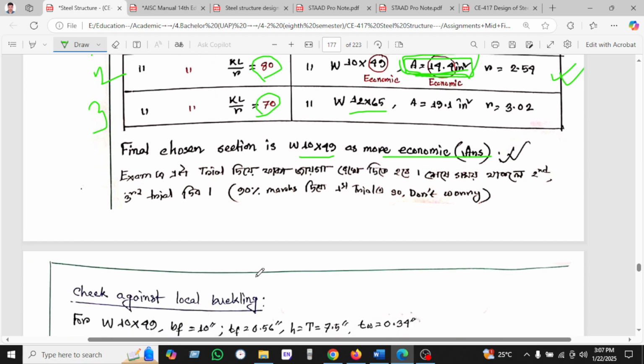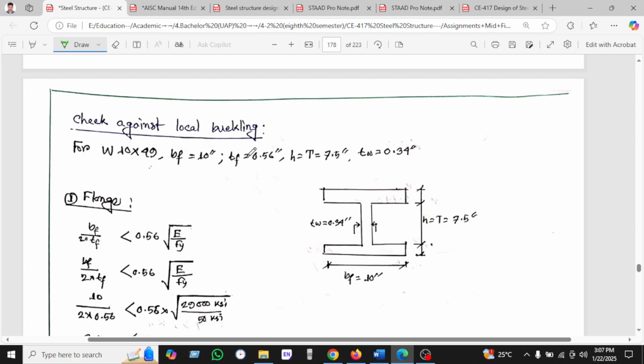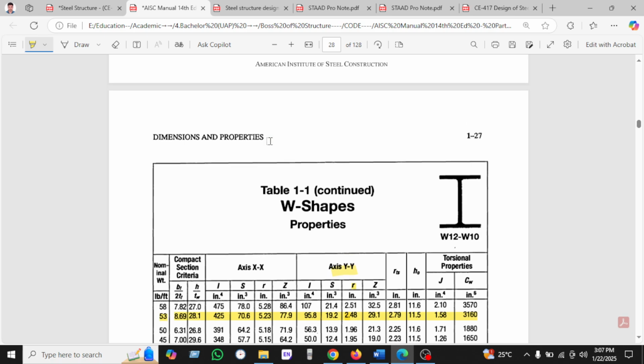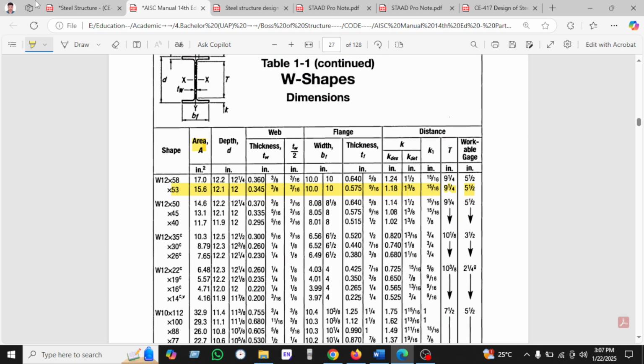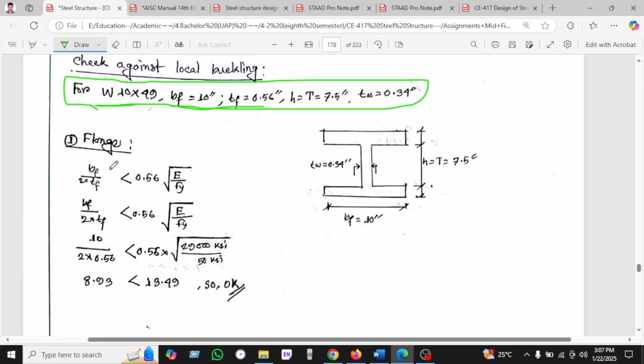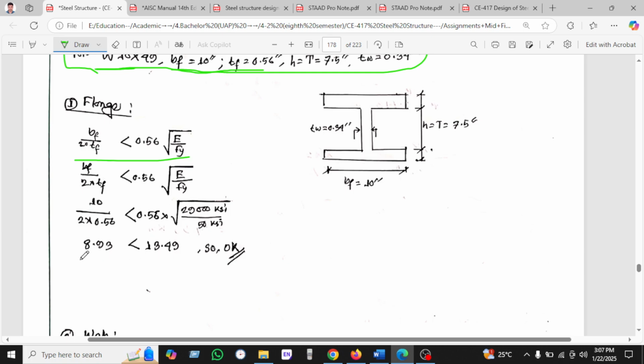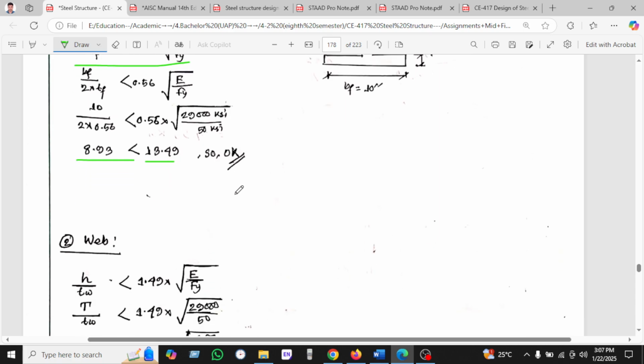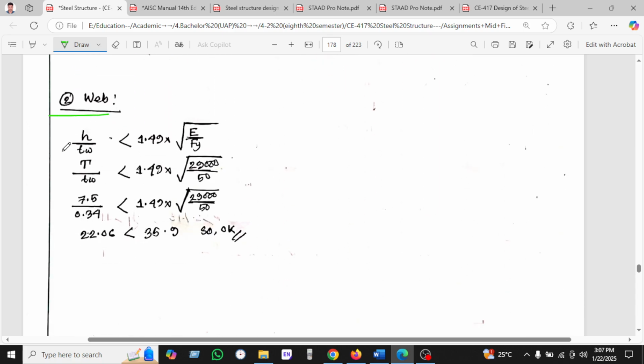Okay, so now we'll check again the local buckling. Since we have selected this section, we will find bf, tf and tw from the AISC manual. I have already shown here how we get the value. So all are given here. And if we check this formula, we found 8.99 is less than 13.3, so it's okay. Now we'll check the web using this formula and found 22.06 is less than 35.9, so this is okay.